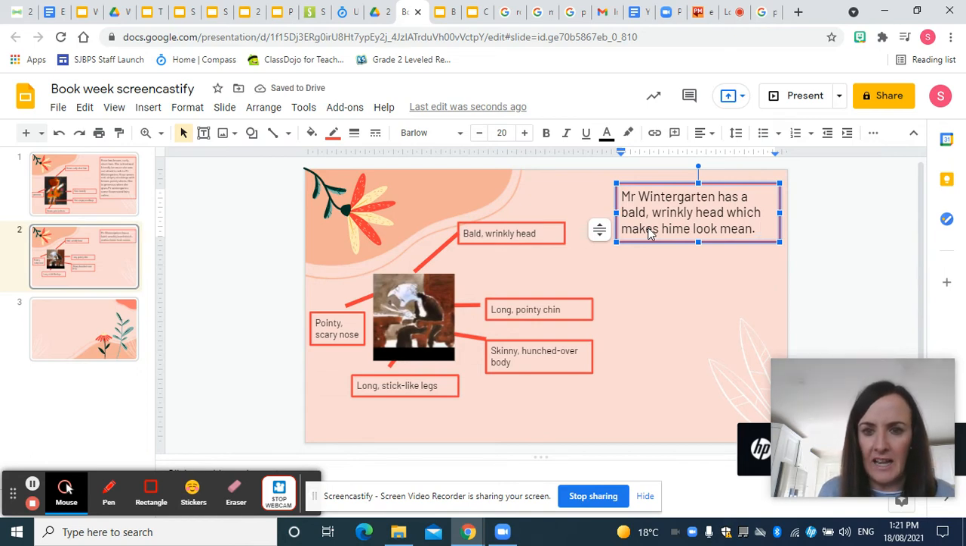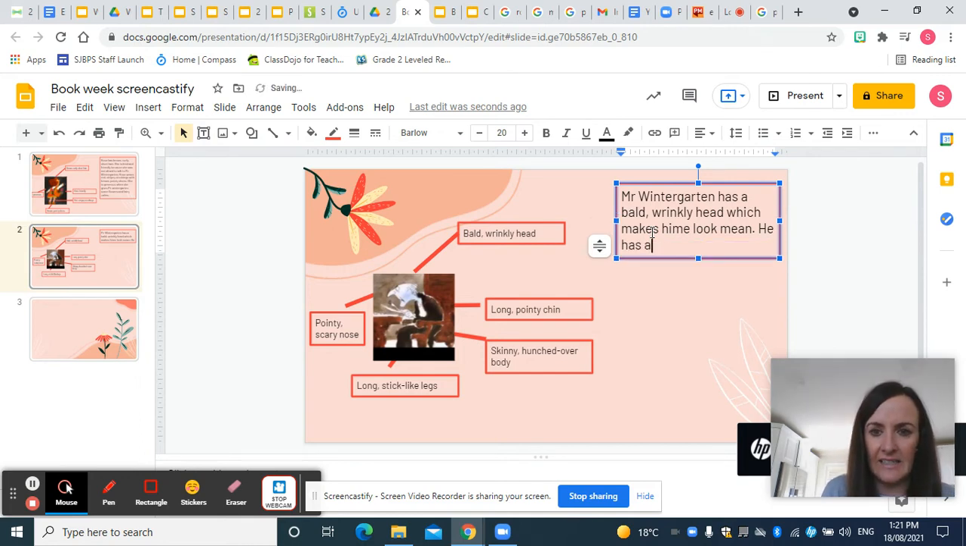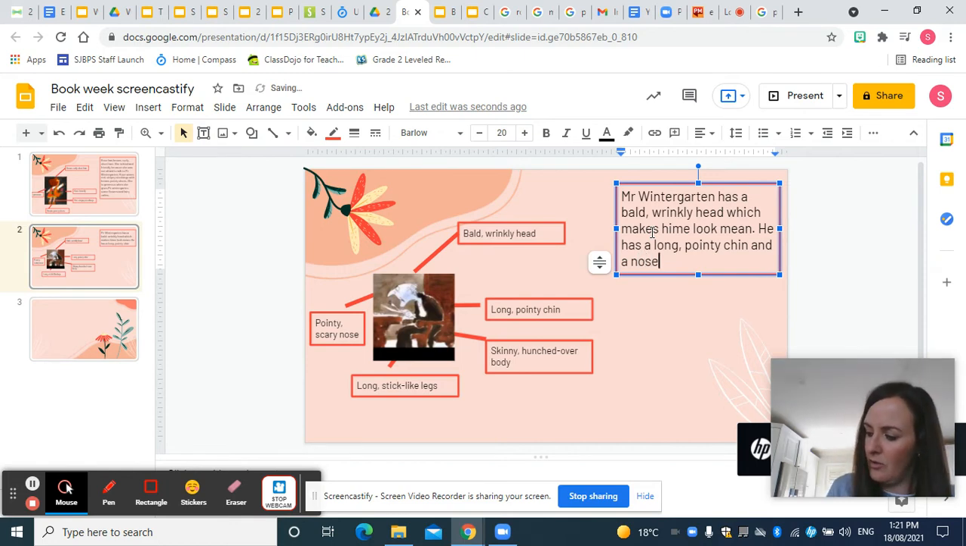So I started with Mr Wintergarten, the noun. The next one I need to do is start with the pronoun, he. And I might join his poor old chin and nose together in a sentence. So I might write, he has a long pointy chin and a nose that looks scary. We need to have a comma in between our adjectives. And I use the conjunction and to join those two ideas together.